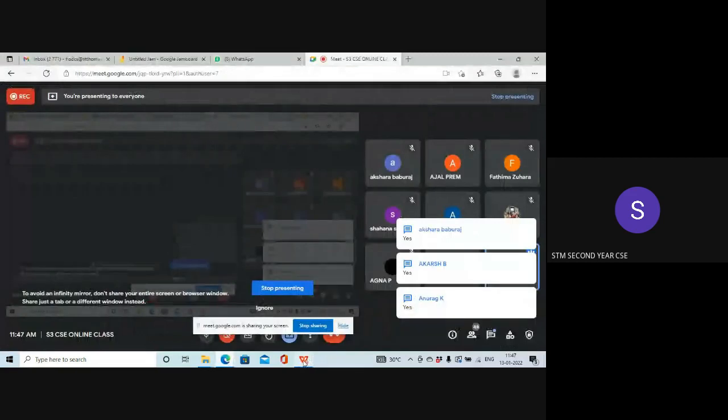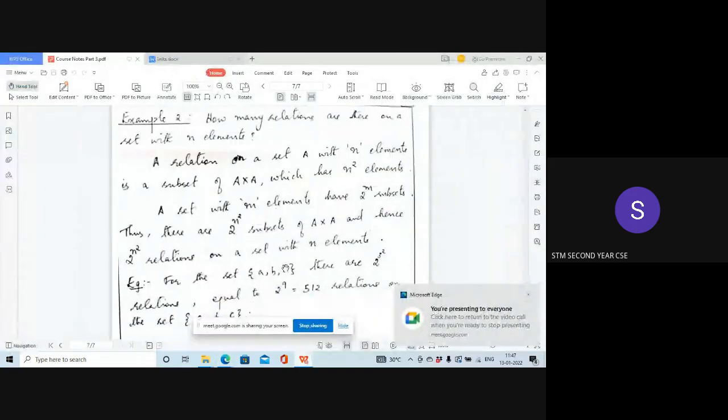Okay, so now you write down this answer to the question which I had given you. Write down the answer in your notebook. How many relations are there on a set with n elements? A relation on a set A with n elements is a subset of A cross A, and A cross A will have n square elements. A set with n elements has 2 raised to n subsets, as we said earlier. So a set with n square elements will have 2 raised to n square subsets, as you have given me the answer. Therefore, you will have a total of 2 raised to n square relations on the set with n elements.